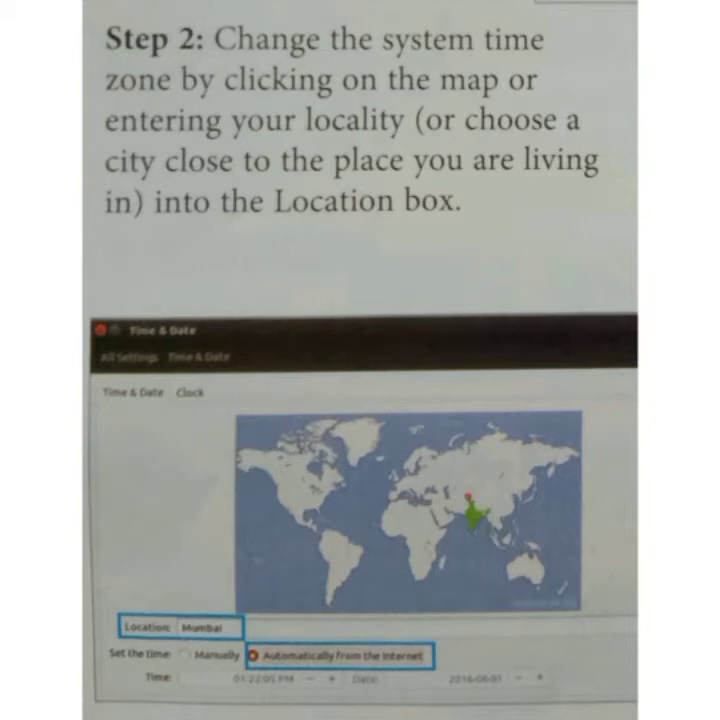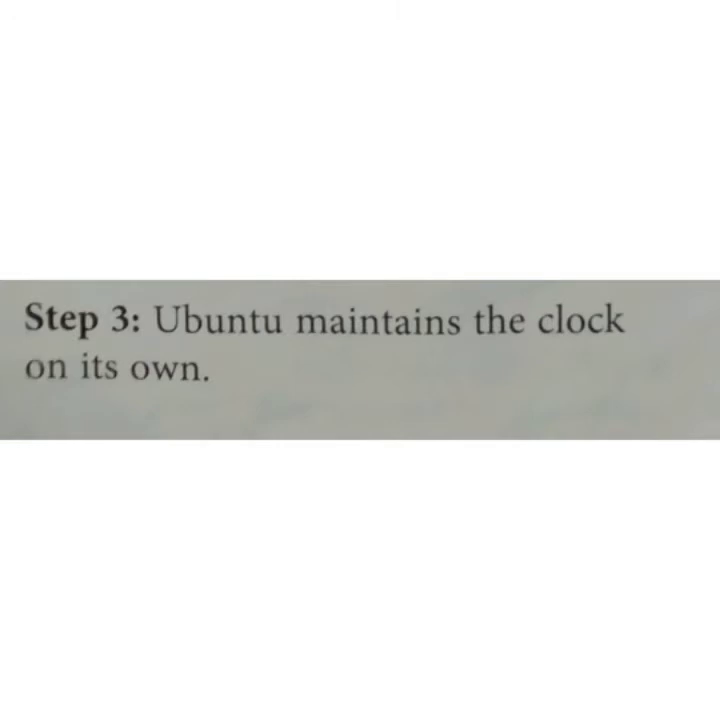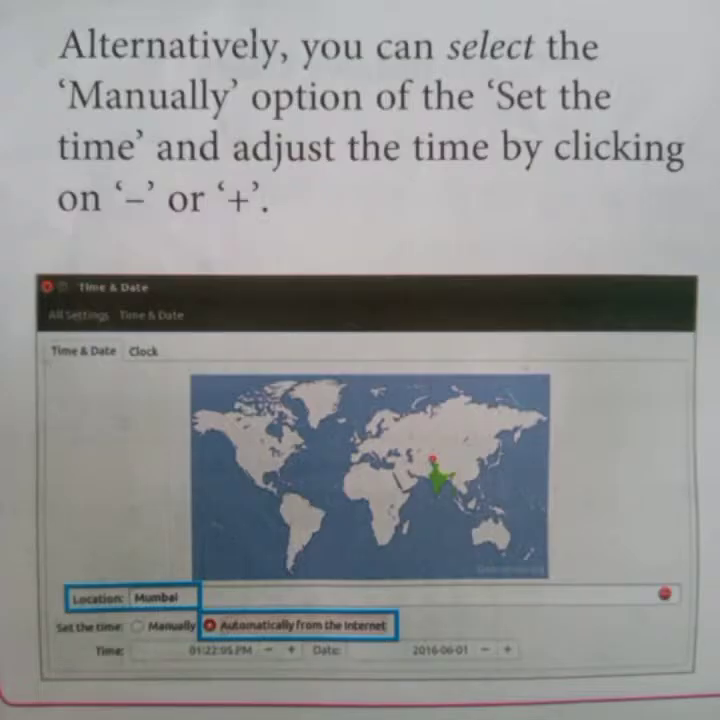You can type there. Step 3, Ubuntu maintains the clock on its own. Alternatively, you can select the manual option to set the time and adjust the time by clicking on the minus or plus sign. Now let's see how to do it practically.